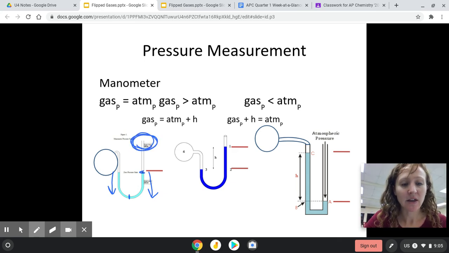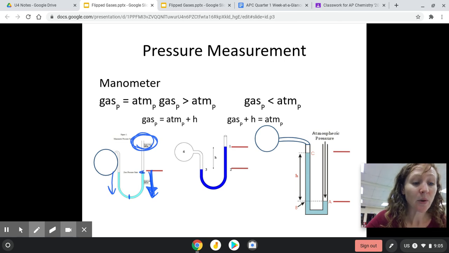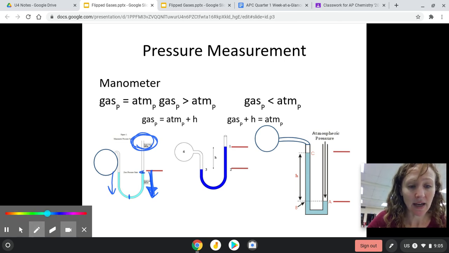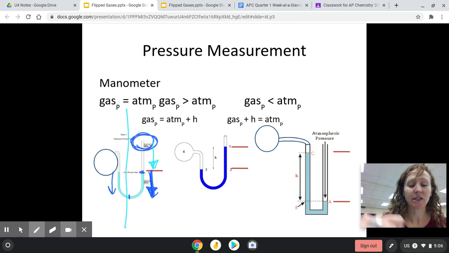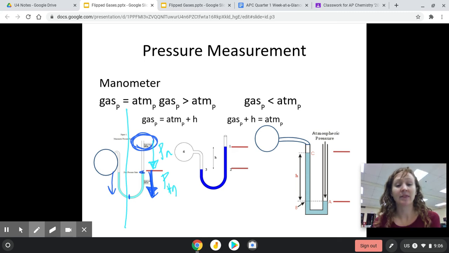So we have the weight of the mercury inside the tube being pulled down, but we have a second force on this side, which is the atmospheric pressure pushing down also. So we can kind of divide the manometer in two, and we can talk about it in terms of pressure of the atmosphere plus pressure of our mercury on this side.